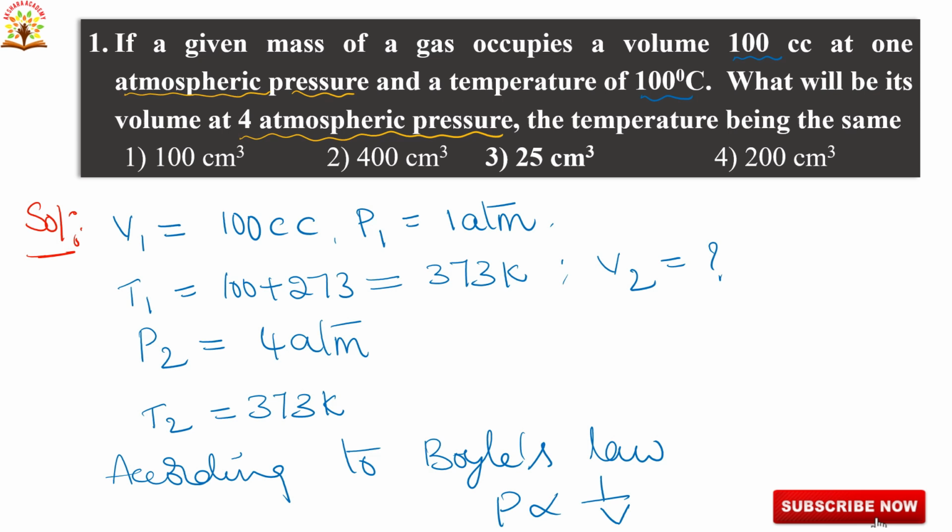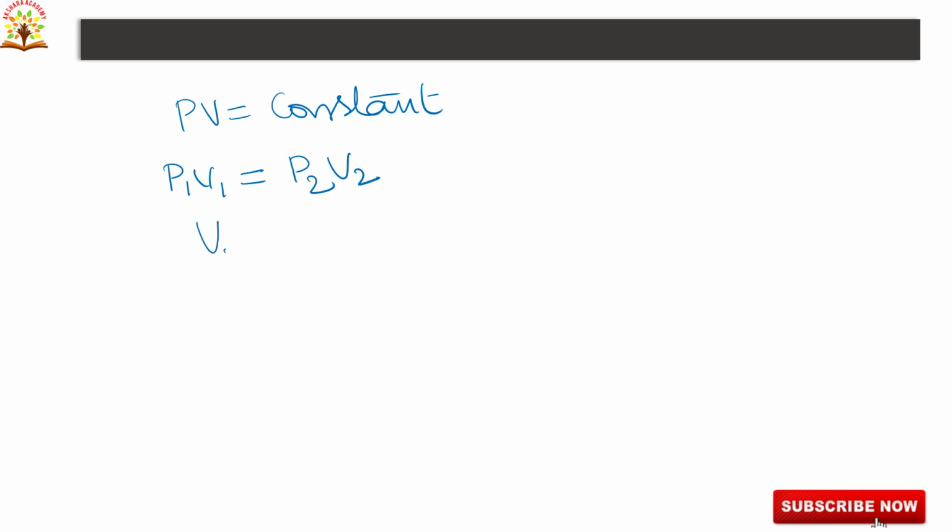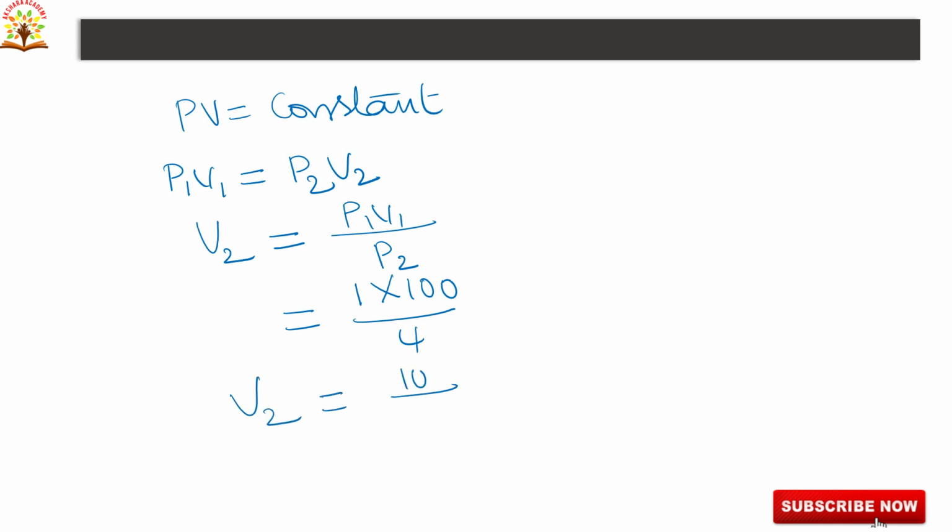So from this, PV is equal to constant. Therefore, P1 V1 is equal to P2 V2. Now we have to calculate V2. So V2 can be written as P1 V1 by P2. Substituting the values, P1 is 1, V1 is 100 and P2 is 4. So that implies V2 is equal to 100 by 4.